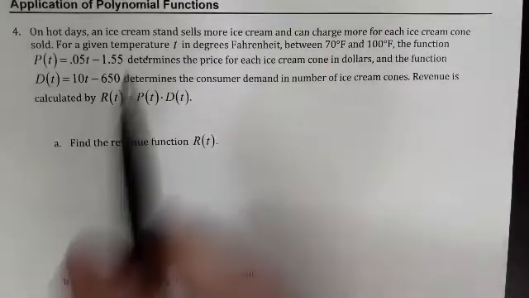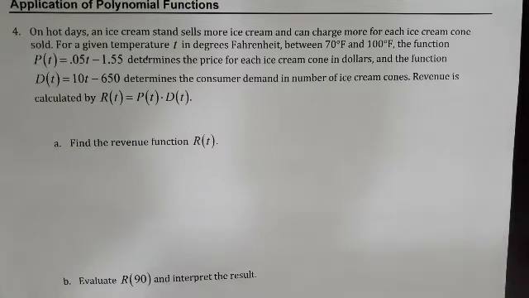So now they're going to give us 2 polynomial functions with a bunch of words and make us regurgitate what the English to math sort of thing means, right? So we have this thing, it says on hot days, an ice cream stand sells more ice cream and can charge more for each ice cream cone sold. For a given temperature T in degrees Fahrenheit, between 70 degrees Fahrenheit and 100 degrees Fahrenheit, the function P of T equals 0.05 T minus 1.55 determines the price for each ice cream cone in dollars. And the function D of T equals 10T minus 650 determines the consumer demand and number of ice cream cones. Revenue is calculated by that. So we're talking about revenue now.